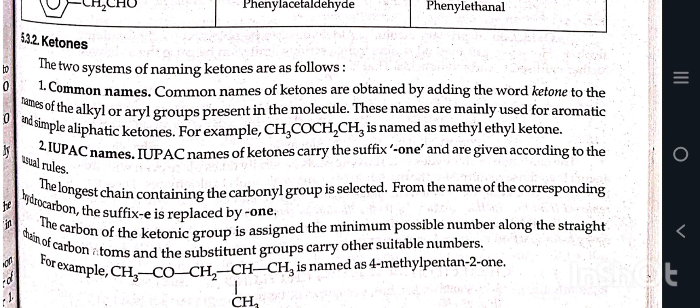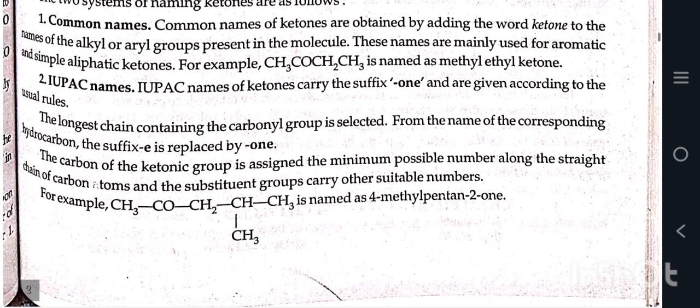First is common name. Common names of ketones are obtained by adding the word ketone to the name of the alkyl or aryl group present in the molecule. These names are mainly used for aromatic or simple aliphatic ketones. For example, CH3COCH2CH3 is named as methyl ethyl ketone. Second is IUPAC names. IUPAC names of ketones carry the suffix "-one" and are given according to the usual rules.